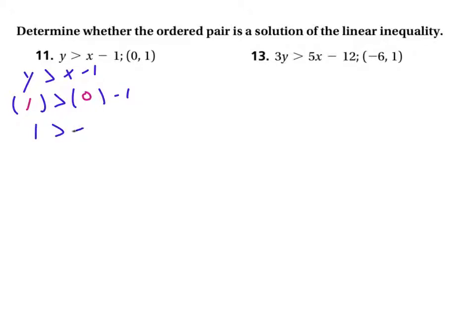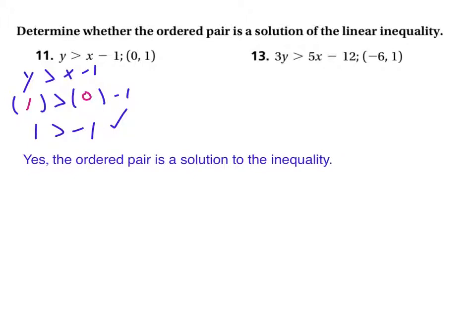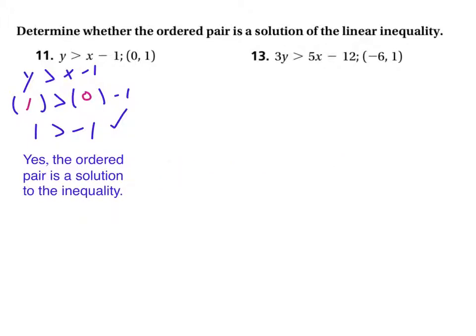We get 1 is greater than negative 1, and that is a solution because it works. It's a true statement. So we can say, yes, the ordered pair is a solution to the inequality. Now you can just simply write yes. That's fine with me. Okay. And now we're going to do it here.